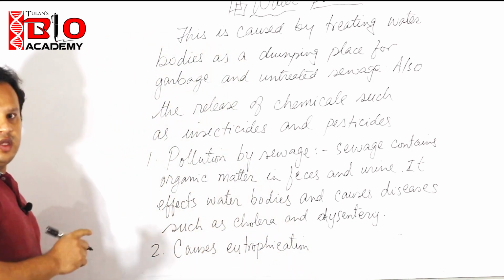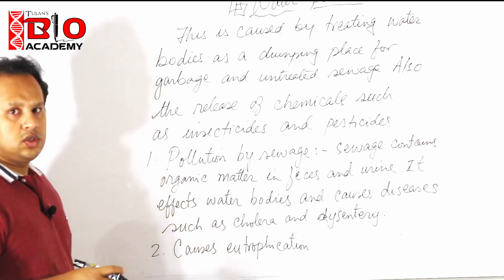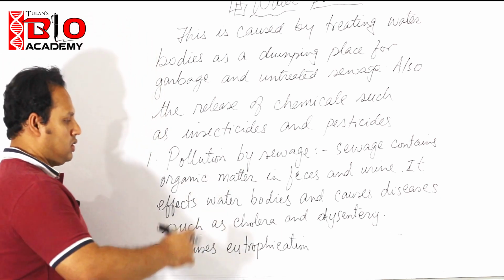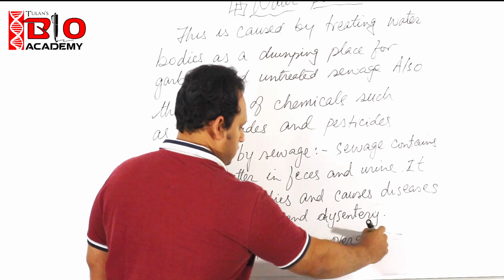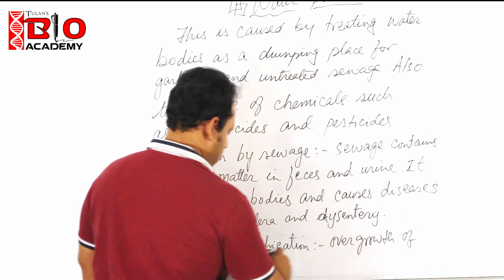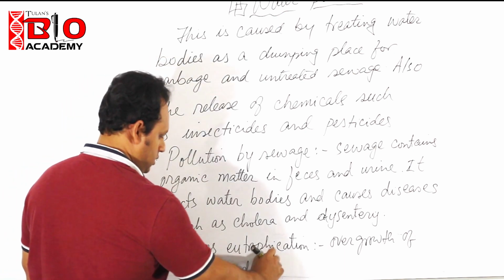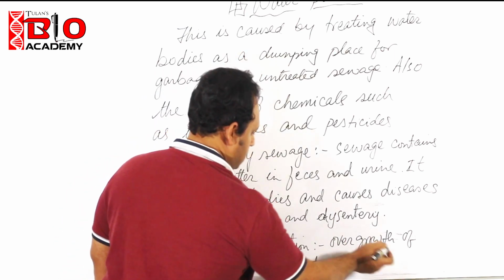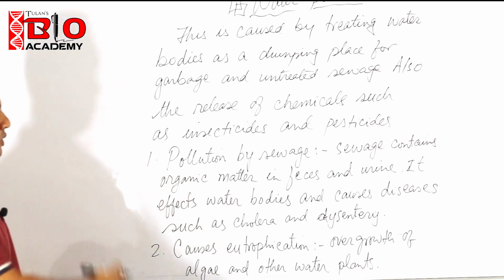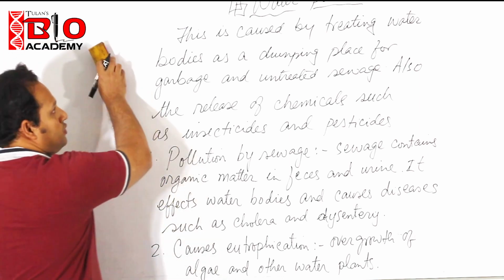eutrophication. This is very important. This comes in the exam often, and we have to learn the process of eutrophication, how that is happening. So it causes eutrophication, overgrowth of algae and other water plants. So we are going to see how this eutrophication process actually takes place. So we are going to have a flow chart, and that really helps. So process of eutrophication now.